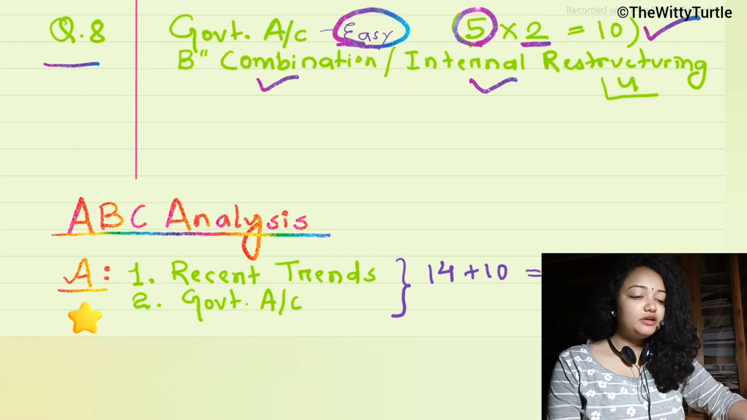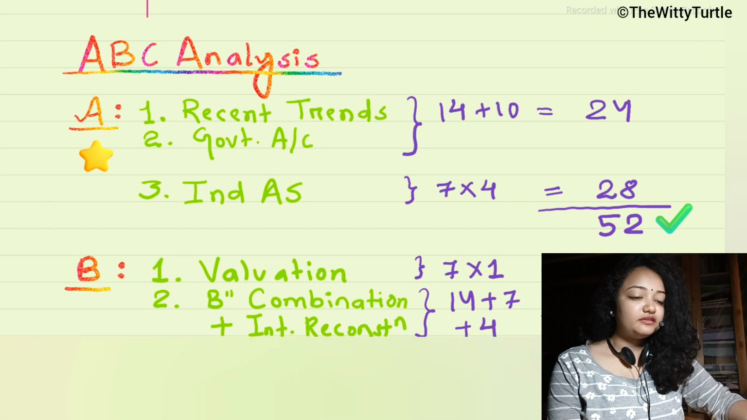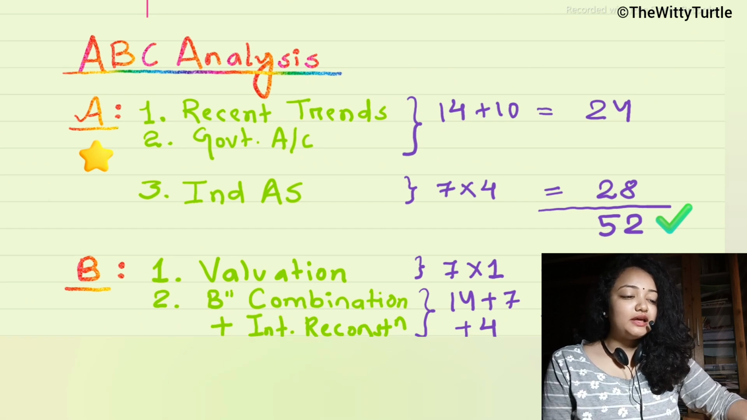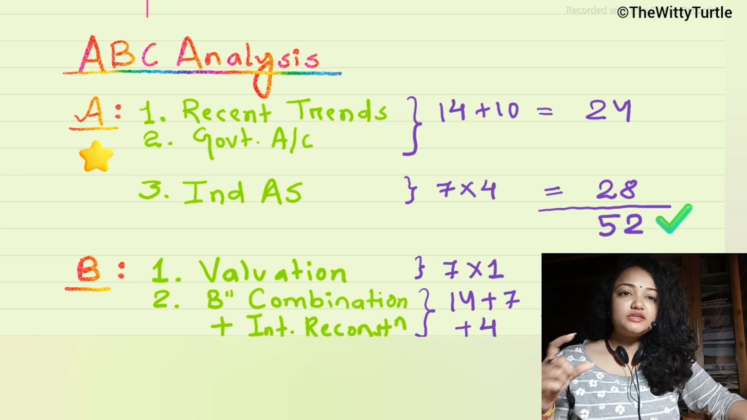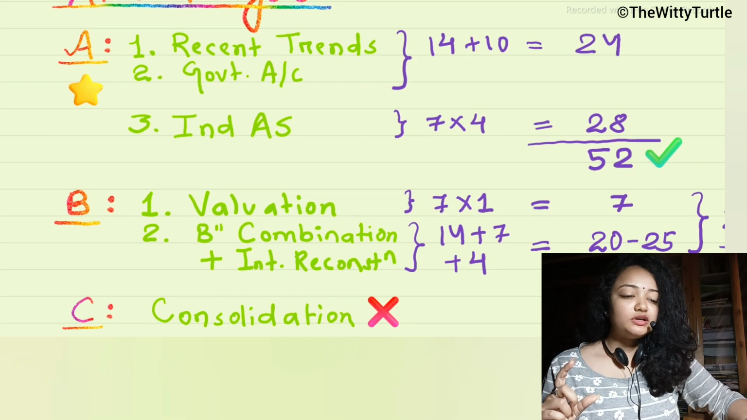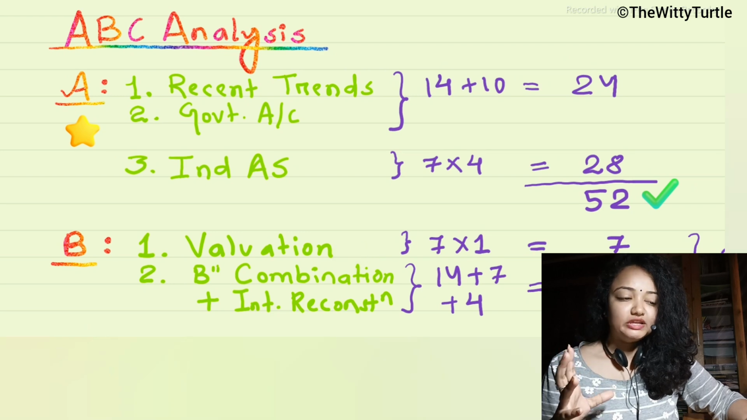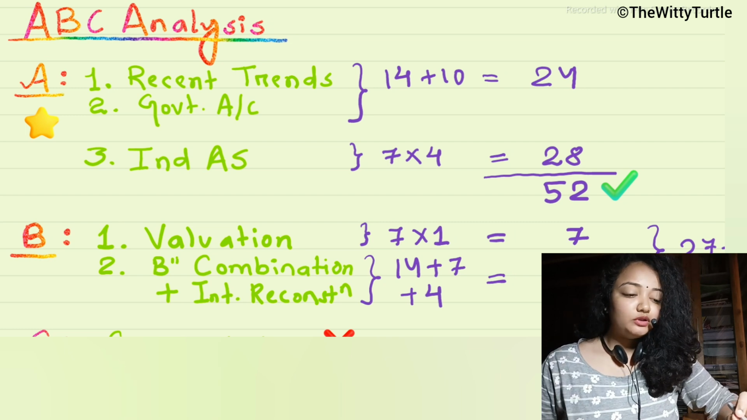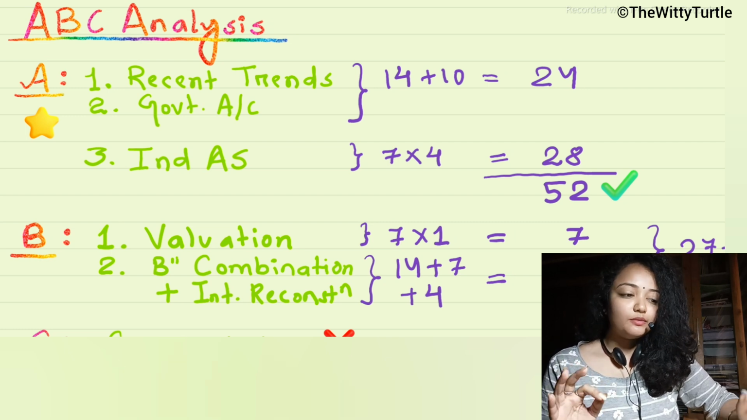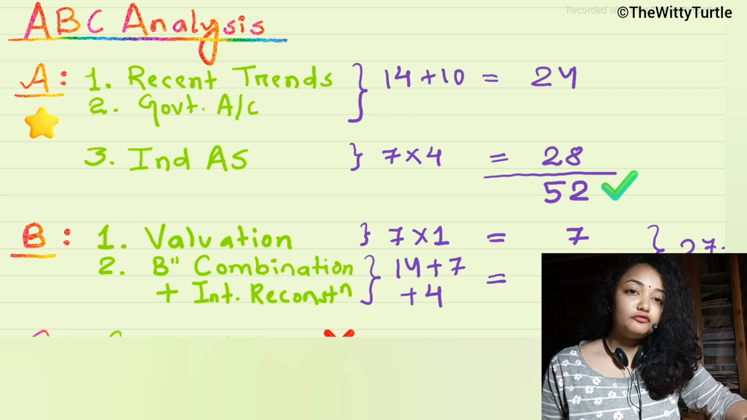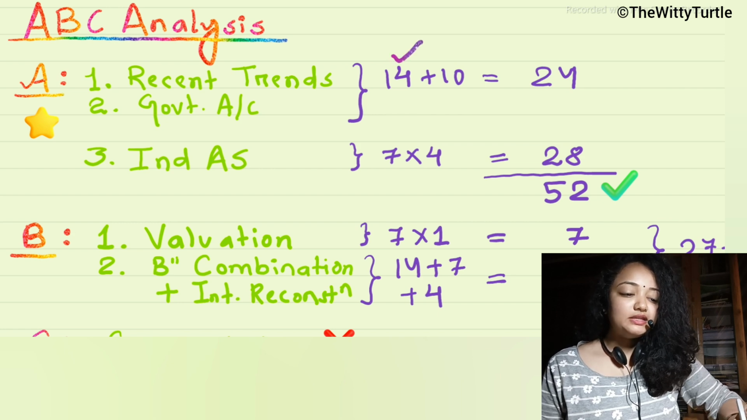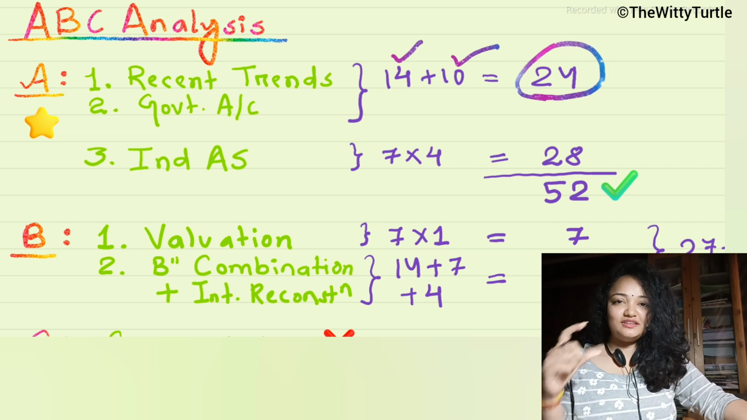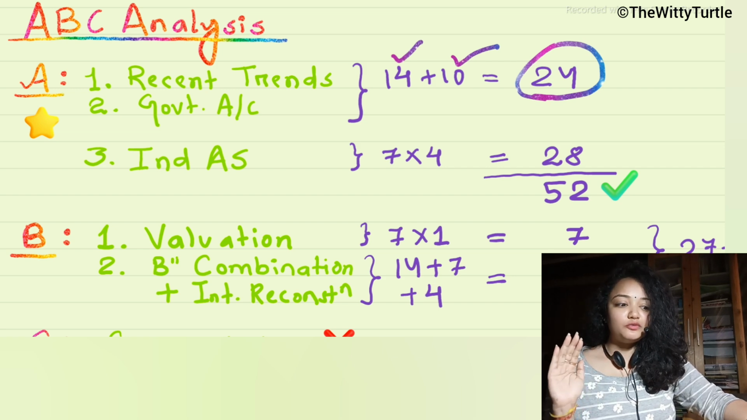Now, let's start with the ABC analysis of CFR. When we are doing ABC analysis, हमें देखना है कि कौन से चैप्टर से मैक्सिमम क्वेश्चंस आ रहे हैं, and what are the chapters you cannot afford to leave. So the first chapter in A category will be your recent trends. Recent trends बहुत important है, because you will be getting 14 marks of questions from this chapter. Then the second chapter is government accounts, because you will be getting 10 marks from this chapter, so a total of 24 marks you're getting from the theory itself. So you cannot afford to leave that.